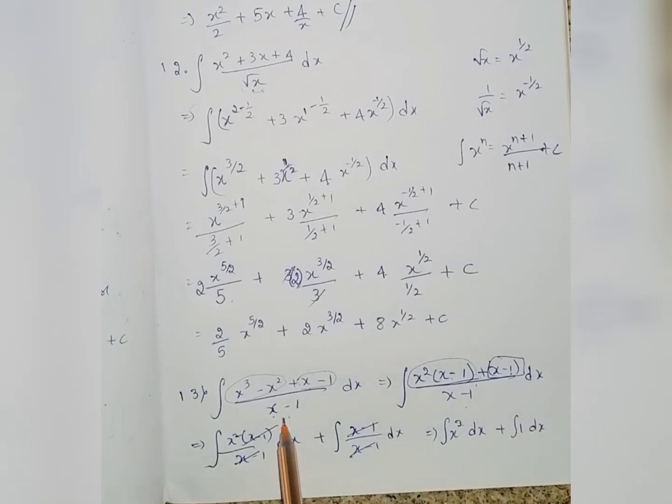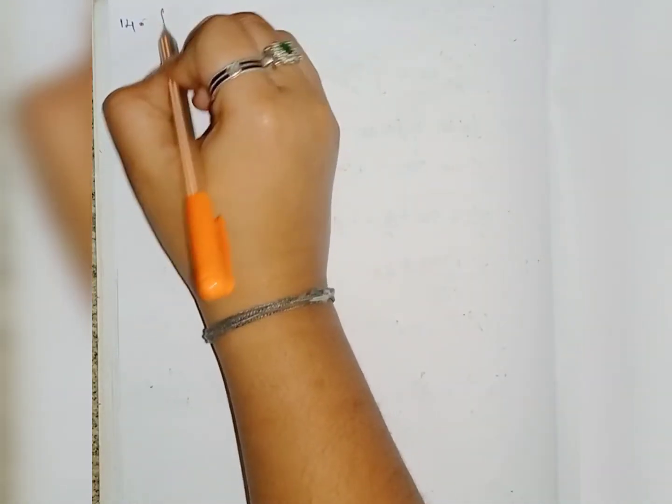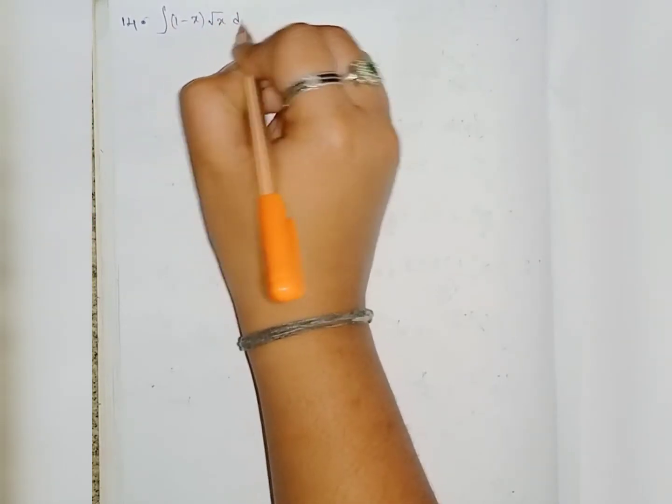See here how complicated it looked, but how simple it turned out, right? So nice it is. So the integration of x square is x cube by 3 plus the integration of 1, we know, is x, plus c. This is the answer.